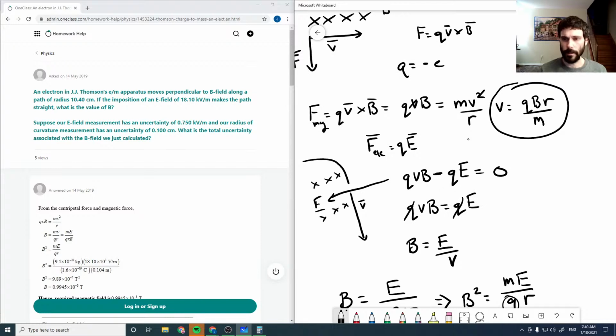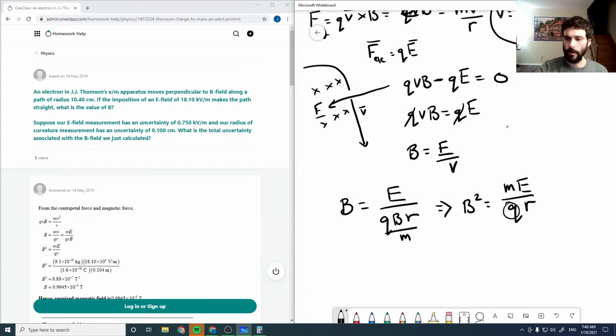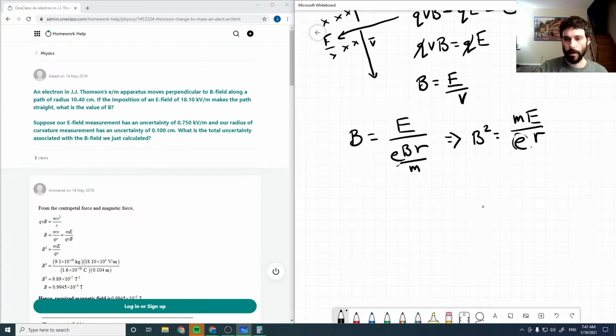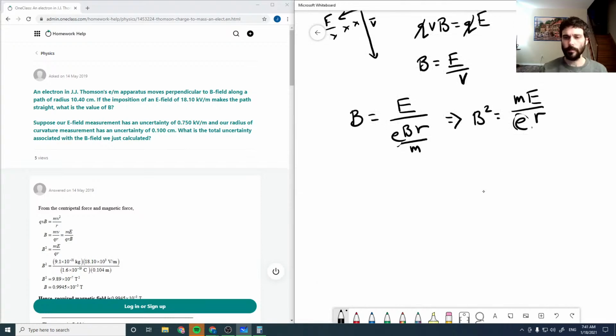So in retrospect, I should have written this as E and E here, not Q. And so in retrospect, this should have been E. Not that it makes a whole lot of difference, but we would end up with a negative in our square root, which wouldn't be so kind.